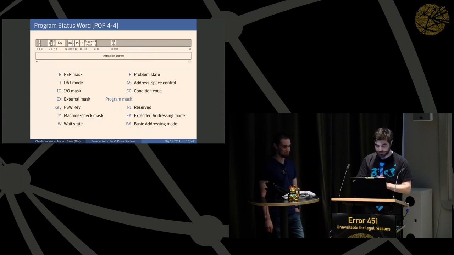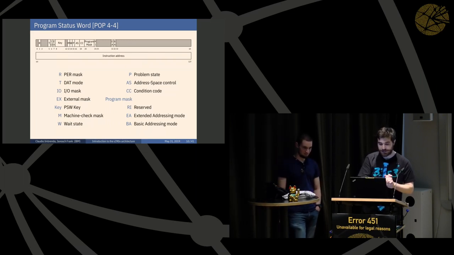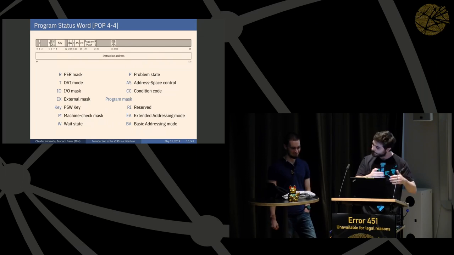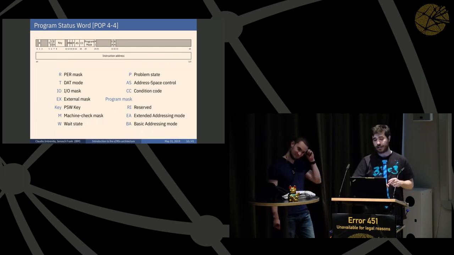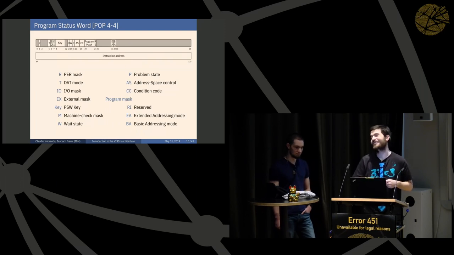For example, the most important are the T bits, which is used to switch paging on and off, the I/O mask to mask I/O interrupts, the external mask to mask external interrupts, the PSW key, which is something we will cover later, the machine check mask, which can be zero, of course. I mean, your CPU might literally be burning, but maybe you're doing something more important and you do not want to be disturbed. So you set that to zero and you continue. And the wait state, when the wait state is on, the CPU will stop running and will wait for interrupts. Other architectures have an instruction for it. We don't. We have enough instructions already, I guess.